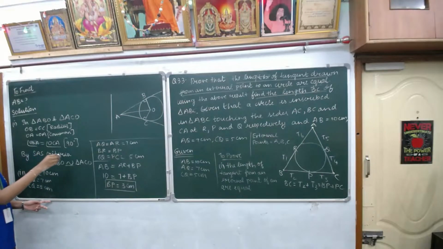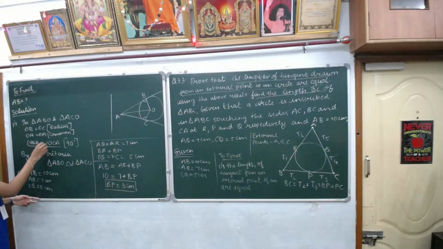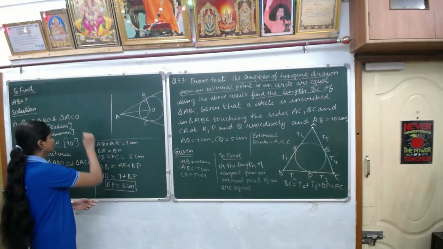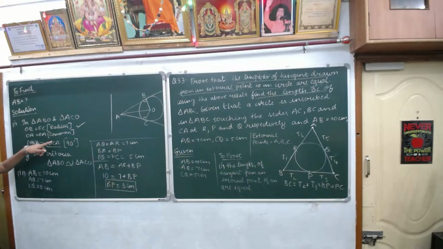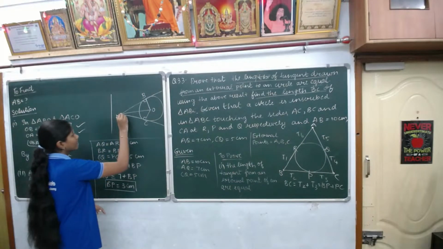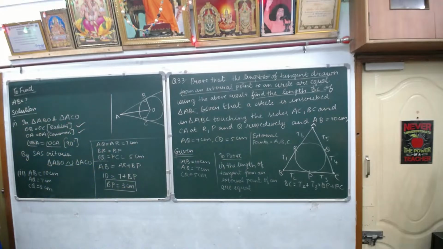Triangle ABO and triangle ACO. OB is equal to OC, which is the radius of the circle. Good. Because radii are equal. And OA is equal to OA, which is common in both the triangles. Underline or give a bold line to AO. That is common to the two triangles ABO and ACO.